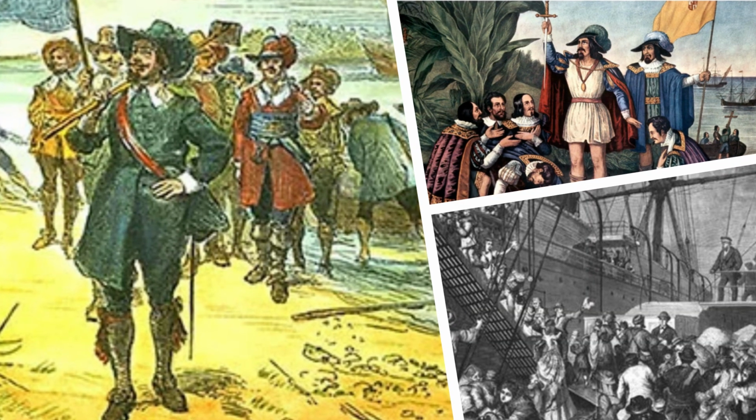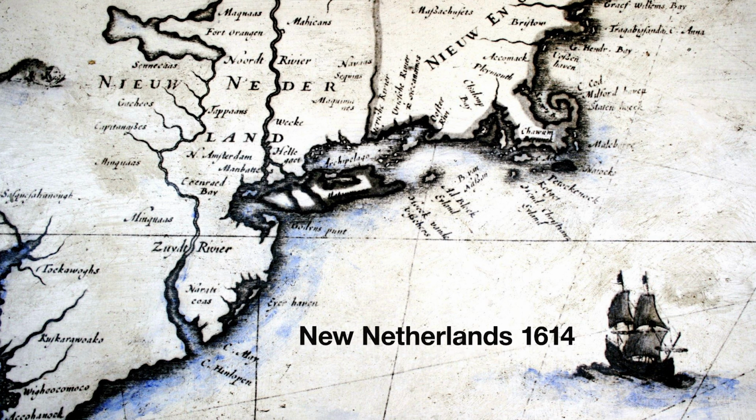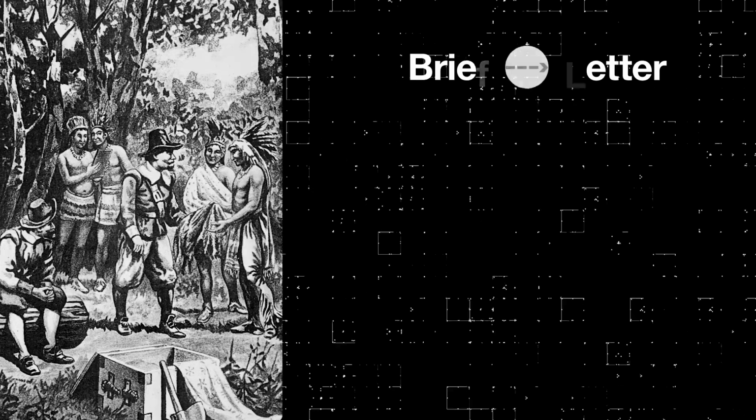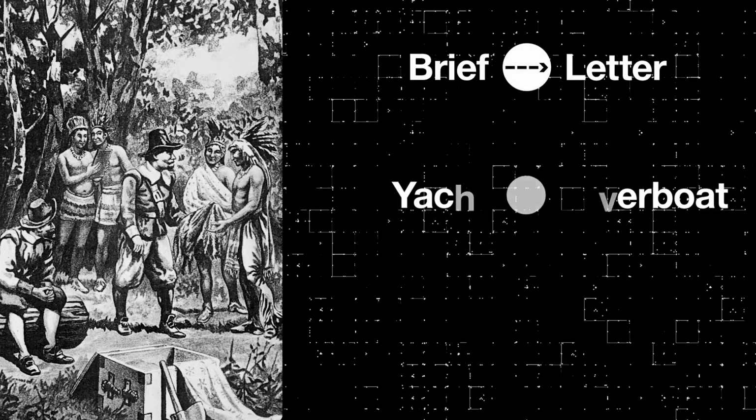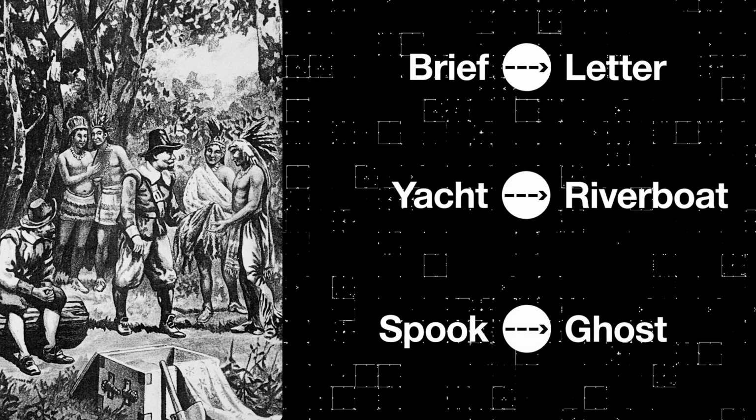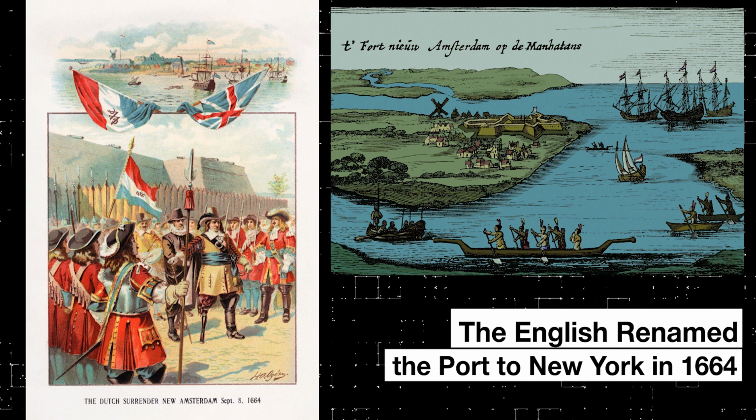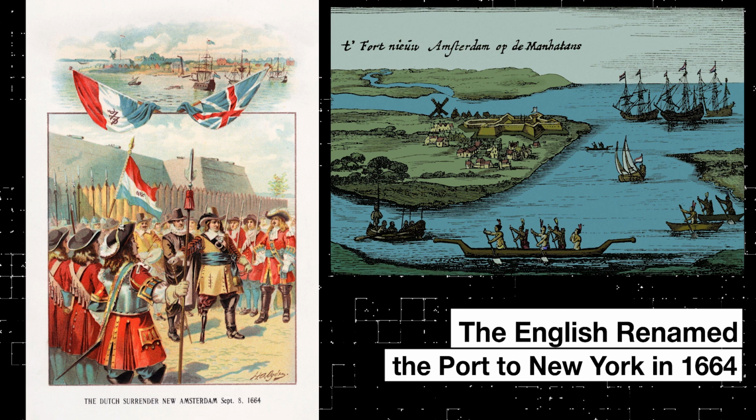Beyond the initial British settlers, there was a consistent influx of immigrants from various European nations. The Dutch, for instance, established New Netherlands along the Hudson River, with New Amsterdam serving as its primary port in 1614. The Dutch enriched the English vocabulary with words like brief, meaning letter, yacht, denoting riverboat, and spook, indicating ghost. However, this colony eventually fell into the hands of the English, who renamed the port New York in 1664.